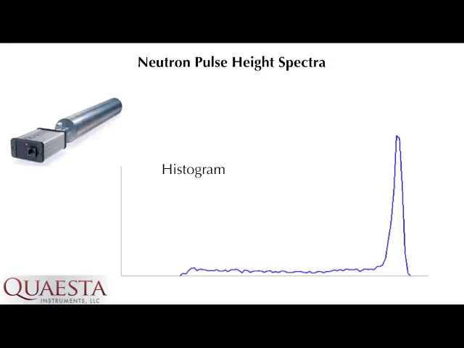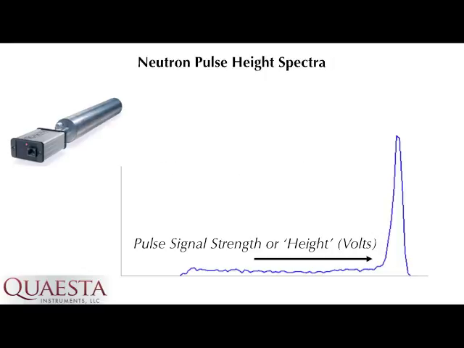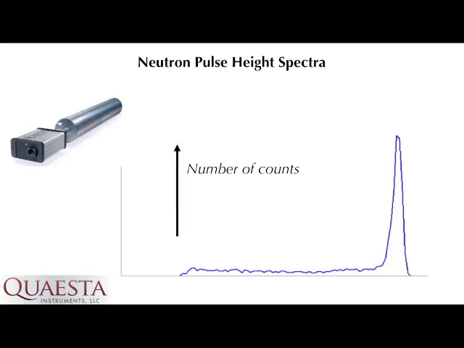The neutron pulse height spectrum is a histogram that plots the pulse signal strength or height of each neutron detection event along the abscissa or horizontal axis. Pulse height is often digitized into bins, typically 128, 256, 1024 or more bins. The number of counts within each pulse height bin is plotted along the ordinate. Moreover, the signal pulse height spectrum plots the relative number of detection events that occurred at each pulse height.